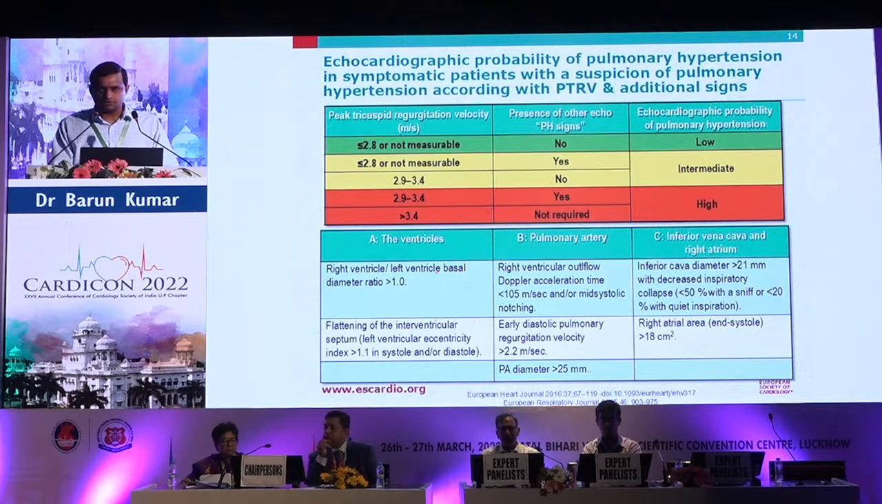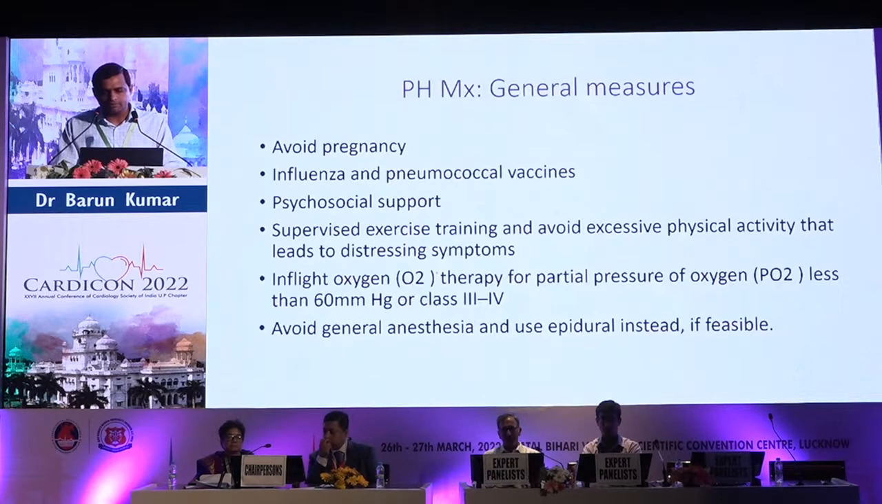Echo features, there are some suggestive features like RV by LV basal dimension ratio more than 1, or flattening of interventricular septum, PA diameter more than 25 mm, or right atrial area more than 18 centimeter square. These things pinpoint that the patient might be having pulmonary hypertension. If along with that we measure peak tricuspid regurgitation velocity, if it is more than 2.9 or 3.4, then there is certainly a high probability of having pulmonary hypertension. If less than 2.8, there is a low probability.